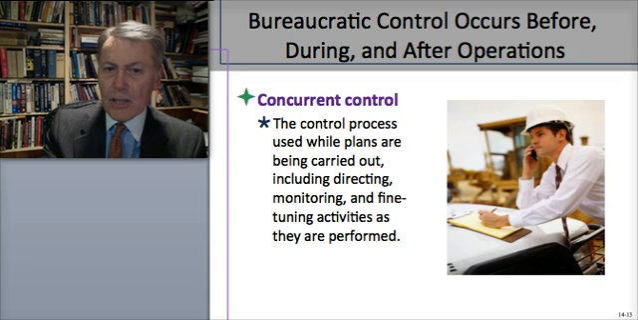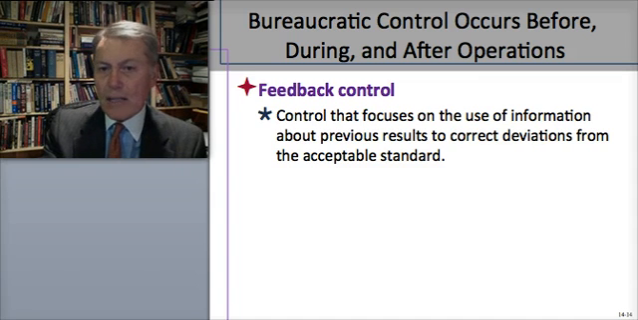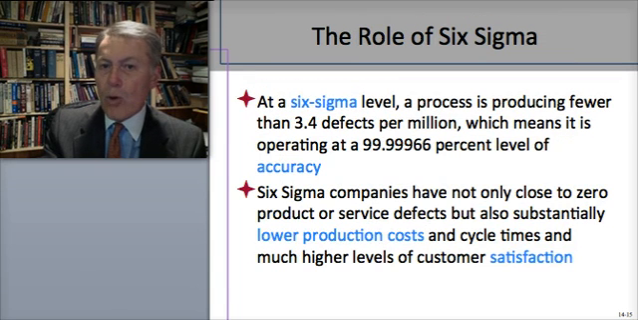Concurrent control is the control process used while plans are being carried out, including directing, monitoring, and fine-tuning activities as they are performed. Feedback control is the control that focuses on the use of information about previous results to correct deviation from the acceptable standard. The role of Six Sigma. At a Six Sigma level, a process is producing fewer than 3.4 defects per million. That is a very high rate of accuracy, nearly 100%. Six Sigma companies have not only close to 0 product or service defects, but also substantially lower production costs and cycle times and much higher levels of customer satisfaction.